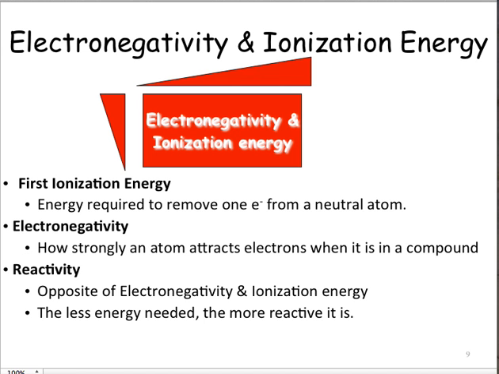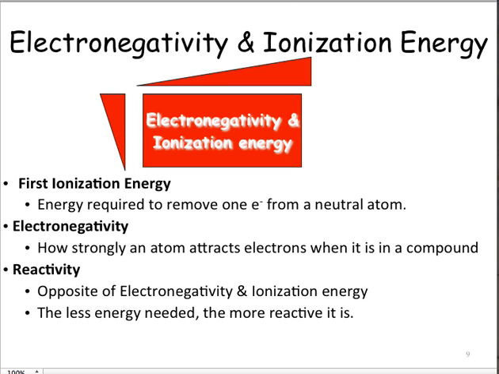Our last trend, so this one's pretty short, this is our last slide for today, or for this portion. Our last trend is looking at electronegativity or ionization energy. Oops, and I lost my writer there. So as you can see, the first ionization energy is how to remove an electron from a neutral atom. Electronegativity is saying how strong that atom attracts electrons when it is in a compound.